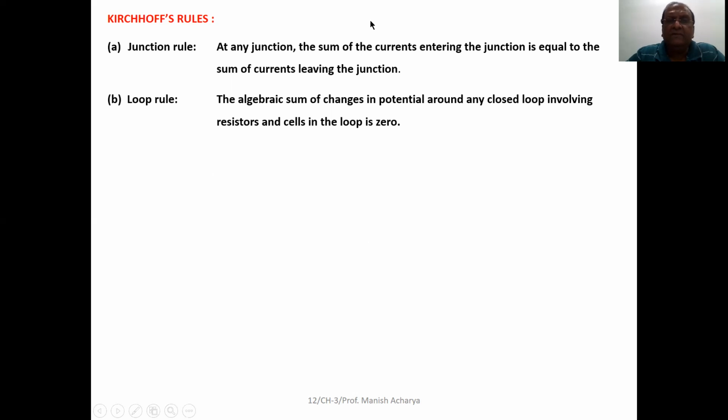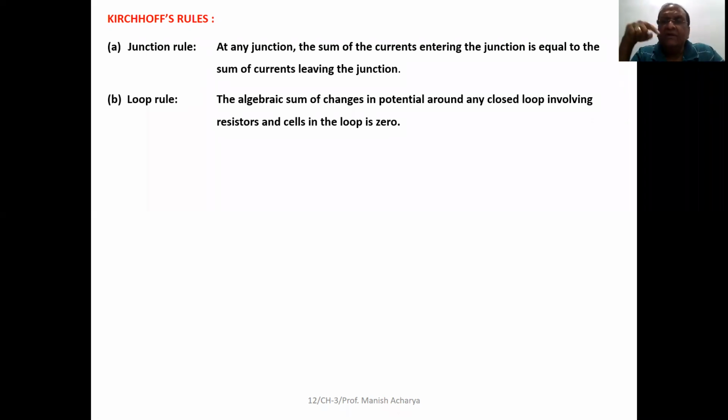Then the second one, the loop rule. The loop rule suggests this: the algebraic sum of the changes in the potential differences around any closed loop involving resistors and cells in the loop is equal to 0. Actually, this loop rule is the consequence of the law of conservation of energy. After all, the potential is nothing but energy, and the potential difference is the change in energy.